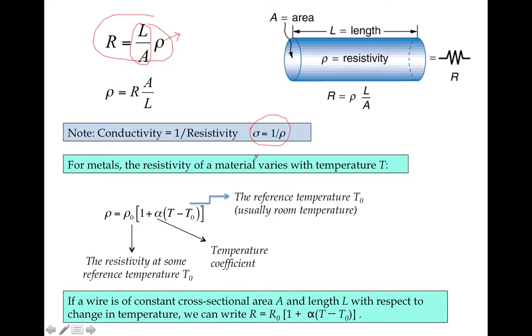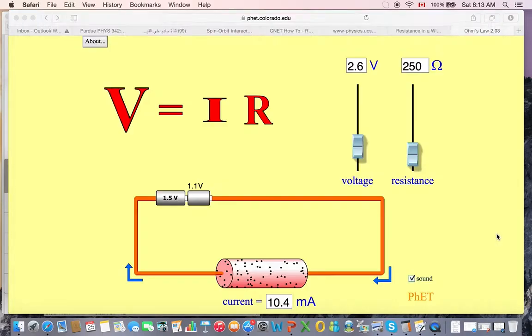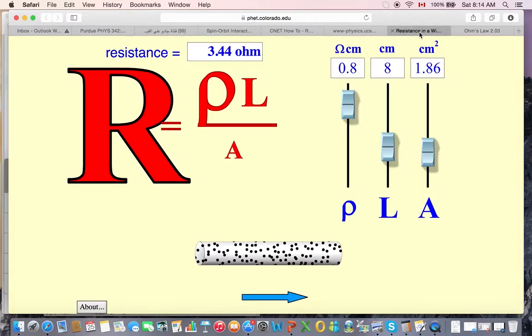All right, let me show you a simulation of how the resistance depends on rho and L. This is from PhET, which is Physics Education Technology, and it's free from the University of Colorado. It has very nice simulations of all these formulas, and you should visit it if you have time and want to look at this. So how does R depend on these three, the geometry and the property of the material?